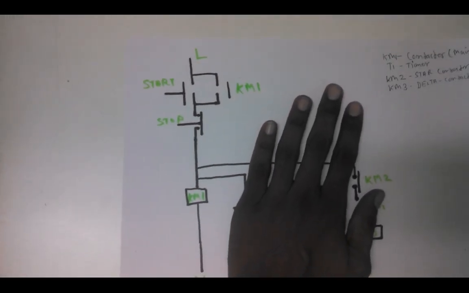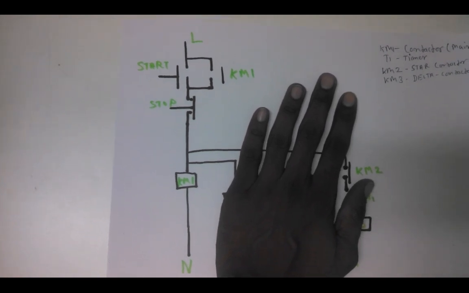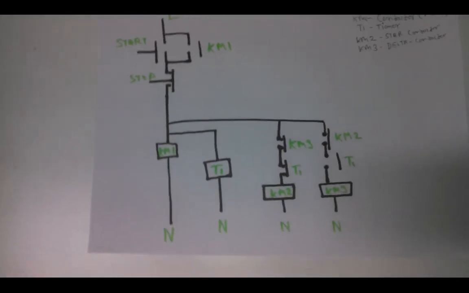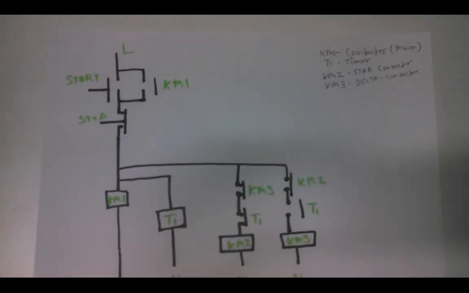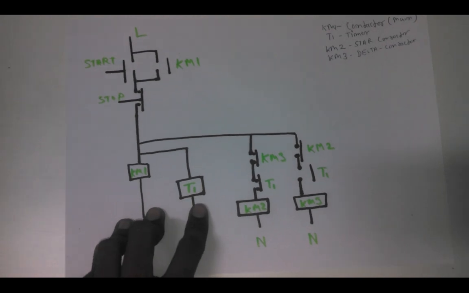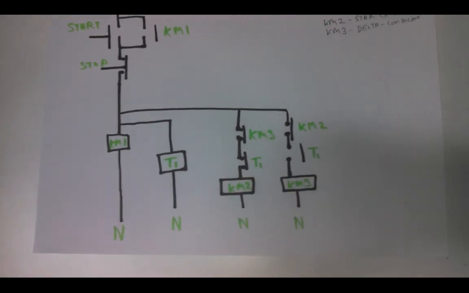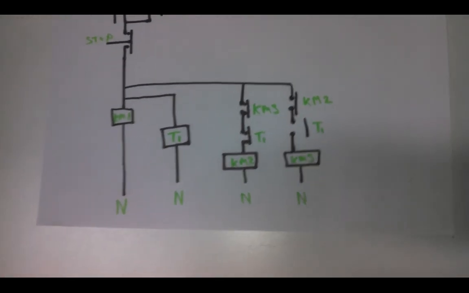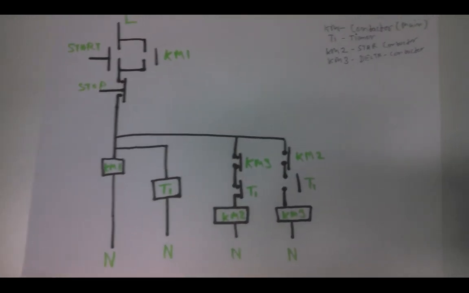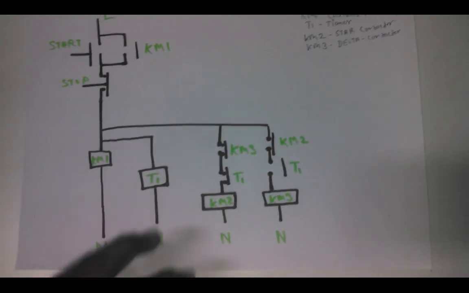So if I hide this section, you can see this is the normal DOL starter as we made earlier. Today we will see what is added in this starter. Here is the timer T1. Let's see what this timer does in the starter, and how it supplies current to the star and delta contactors.